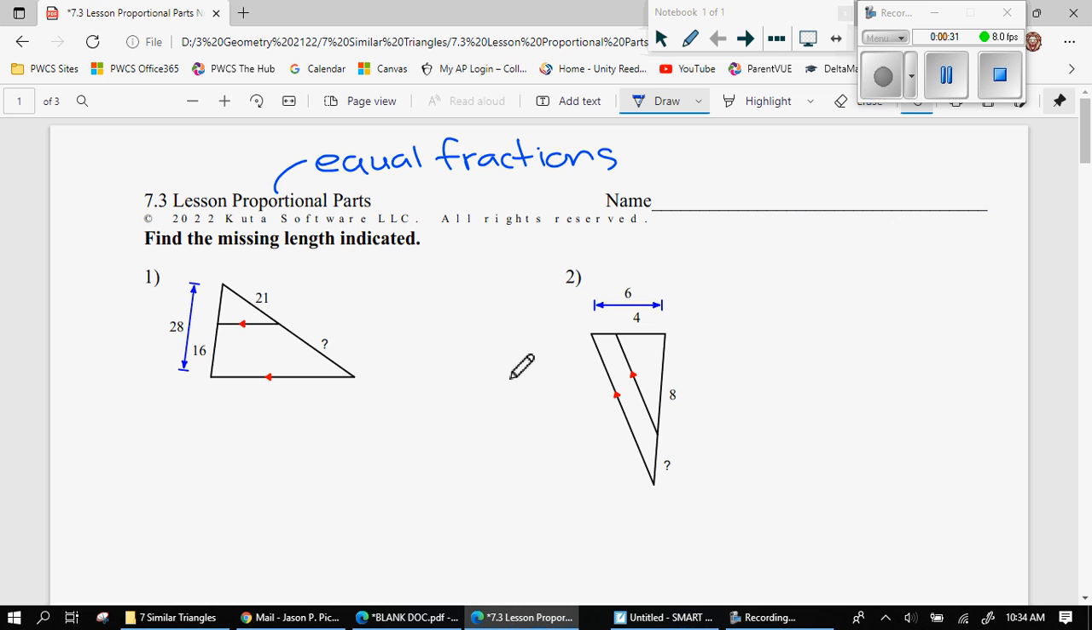So if we are going to talk about proportional parts in triangles, we are going to talk about things that we can write as equal fractions, and those equal fractions give us a proportion, and it helps us find a missing piece. I said a lot earlier in the year that a lot of geometry is about figuring out what relationship exists, using that relationship to write an equation, in this case, an equation that's a proportion, and then using that to solve for a missing piece.